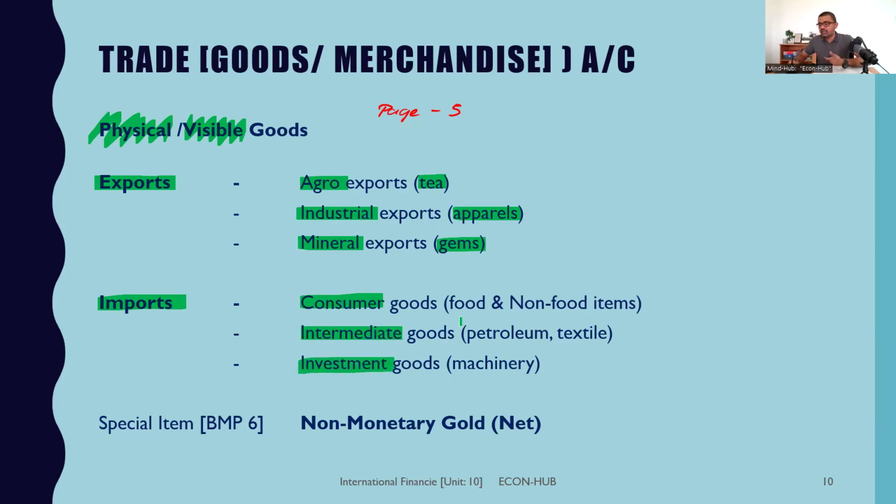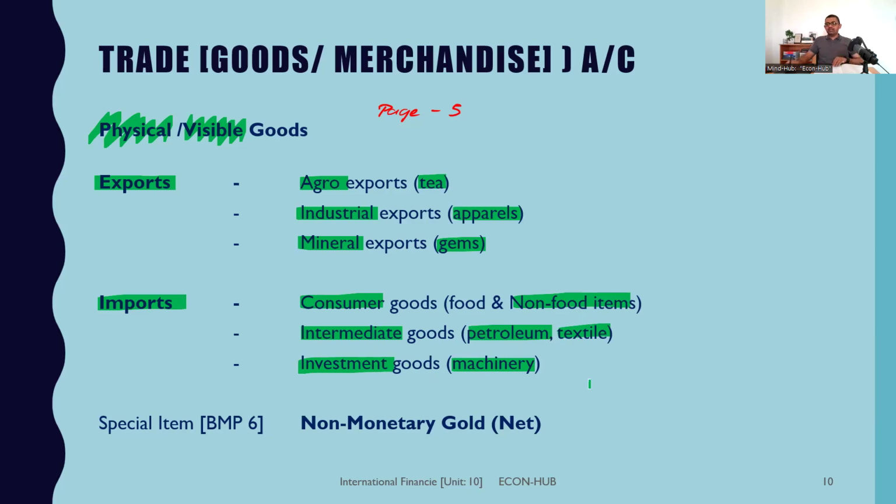Consumer, we are looking at mainly food, non-food items, right? So today non-food is a bigger item because of medicine and things like that. Then intermediate, mainly petroleum products that we need, petrol, diesel, all that, textile items. Then investment is machinery, main items. There are other things also.